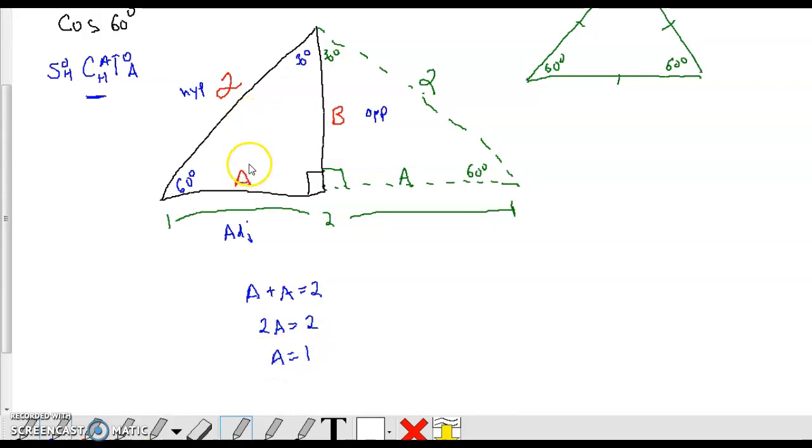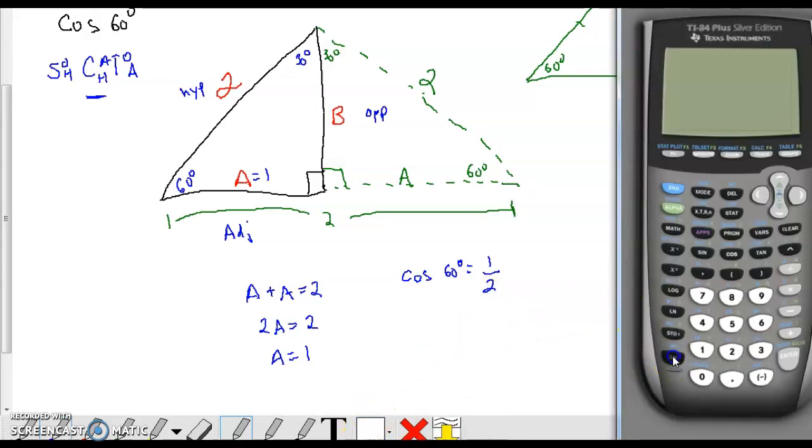So notice that I just found what my A value was. So now I know A is really equal to 1, and I just figured out that the cosine of 60 degrees is 1 over 2. So let's go ahead, let's check our calculator out. And so if I turn my calculator on, I first want to check my mode. I am in degree mode, so that's exciting. And then I'm going to say cosine of 60 degrees. Enter. Notice I get 0.5. Excellent.